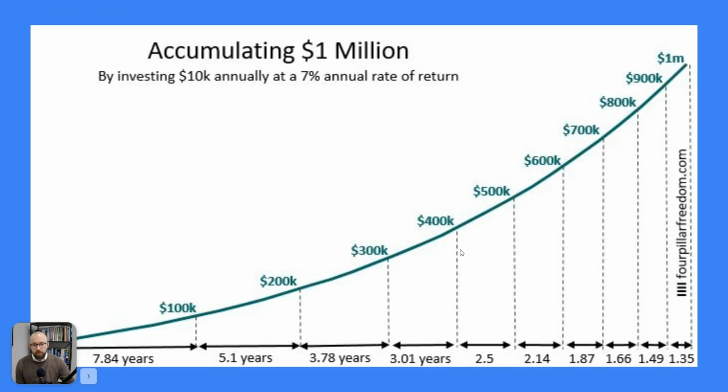So you want to make sure you're investing consistently and staying invested, because it takes time for that money to compound and grow, because it's still growing at 7% every year all the way across. But 7% of 800,000 is a whole heck of a lot more than 7% of 100,000.